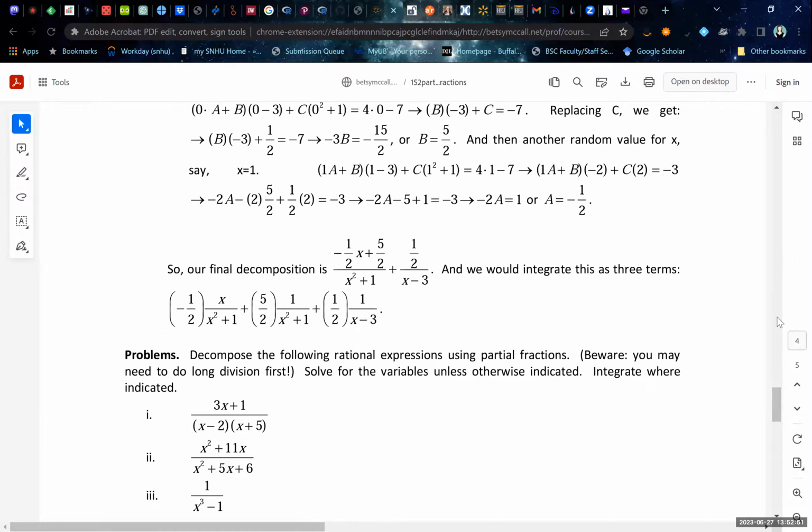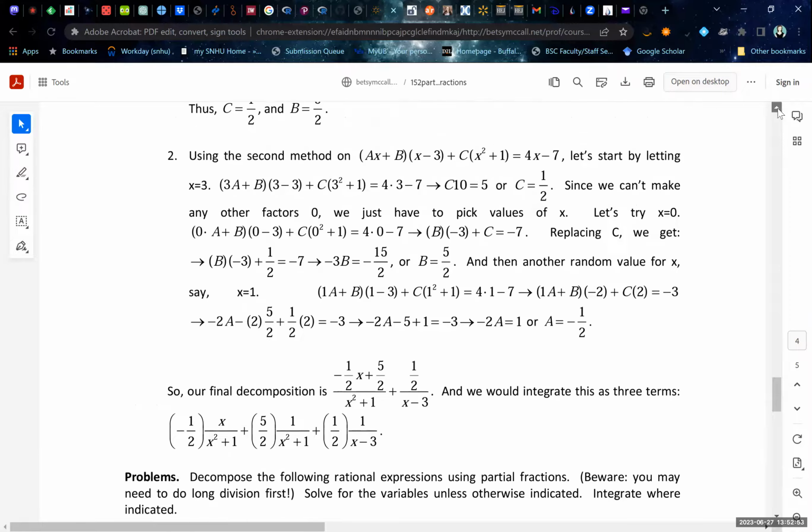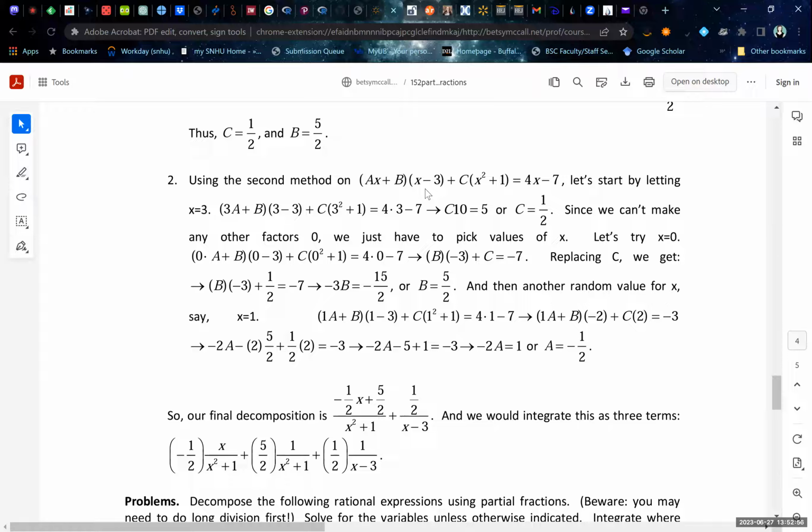Now, for the second method, again, we find our common denominator, but we leave it in factored form. And I can start by guessing x is equal to 3. And that's going to eliminate all of these. And if I plug in x is equal to 3 on this side, I get 5 because this is 12 minus 7. And on this side, this all canceled, and I get c times 10. And so I get c is 1/2, which is the same thing I found before. 5 divided by 10 is 1/2.